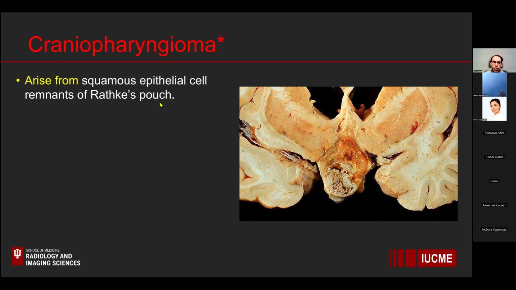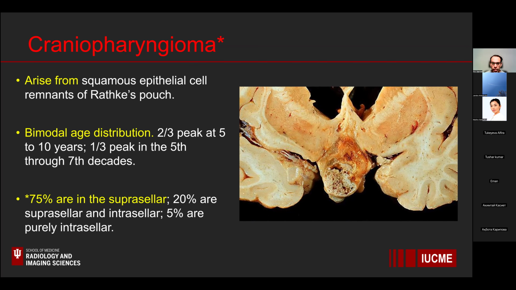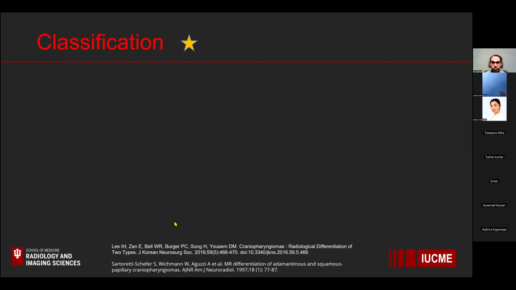They arise from squamous epithelial cell remnants of the Rathke's pouch. It's important to know that these happen in two different age groups. The vast majority peak at the earlier, sort of a decade, and the smaller peak happens in the 5th through 7th decades of life. A lot of these lesions are going to be suprasellar, but it's important to know, just like we talked about earlier with the overlap, that some of these lesions can be both suprasellar, intrasellar, and some can be just purely intrasellar. So just because you see this in the gland itself doesn't mean that it cannot be a craniopharyngioma.